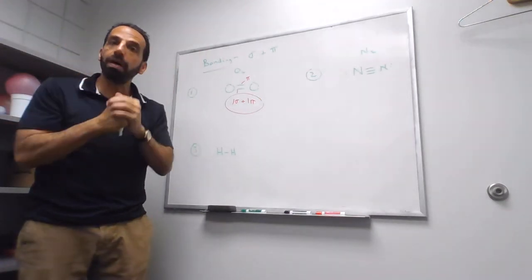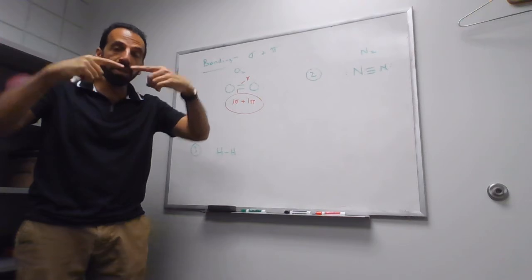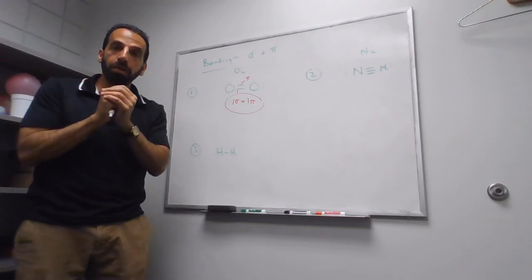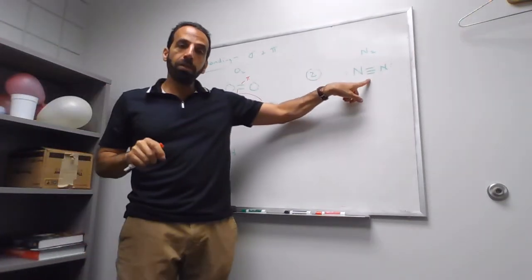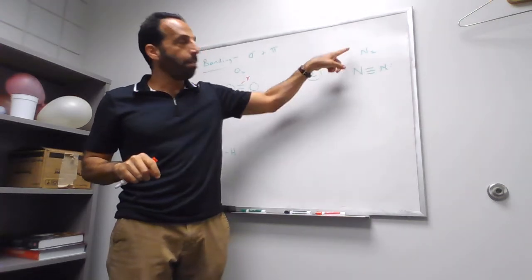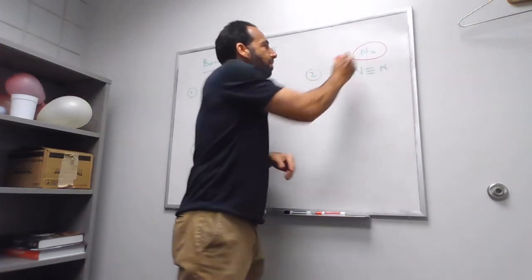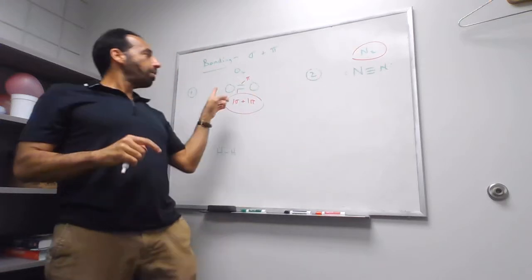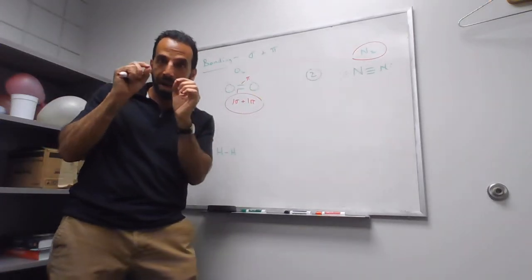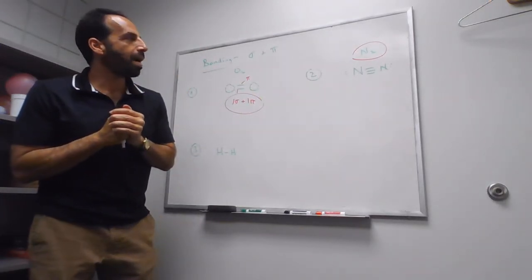Again, it's the overlap of the orbitals. Internuclear for sigma, above and below the internuclear axis for the pi. Let's look at ammonia. Now, not ammonia, nitrogen. Nitrogen gas has a triple bond, so it's stronger than oxygen gas. So nitrogen gas is less reactive than oxygen gas.